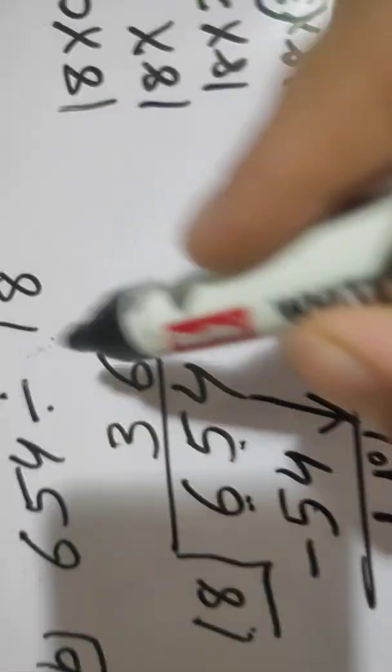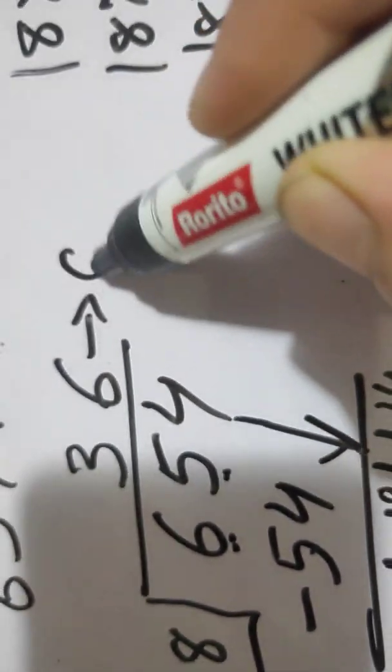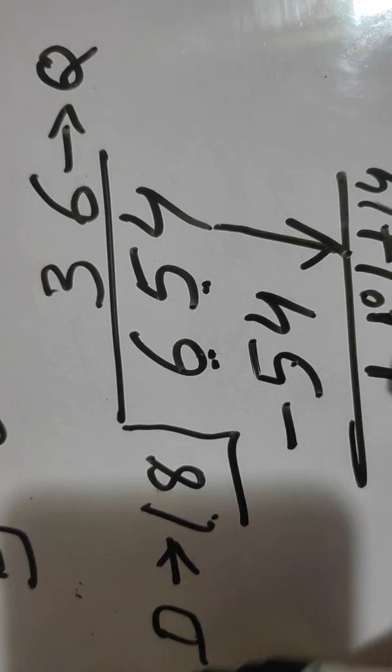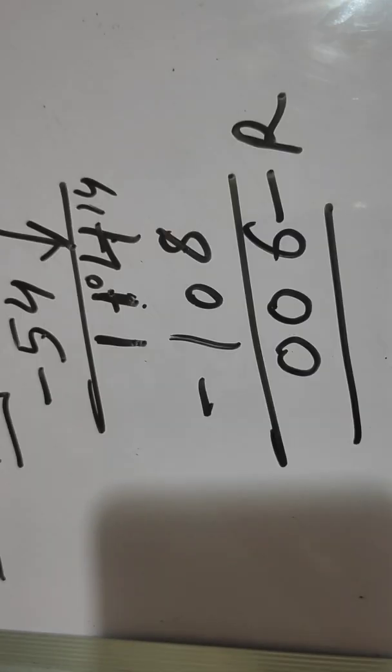So what is our remainder here? 6. What is our quotient here? Answer 36. What is the divisor here? 18. How will we verify our answer?